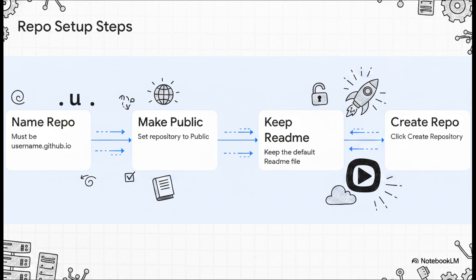First, you must name your repository exactly matching your username, followed by .github.io. And I mean exactly. It literally has to be entirely lowercase to work correctly. Second, make sure to set the repository to public, otherwise you'd actually have to pay for the Pages feature. Third, just keep that default README file checked so the repository isn't completely empty. And finally, click Create Repository. Boom, your internet folder is ready, and it didn't cost you a single dime.